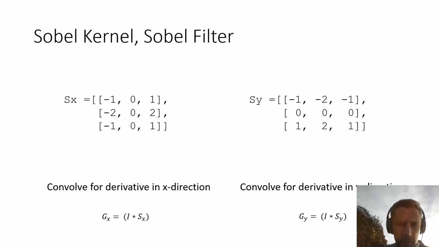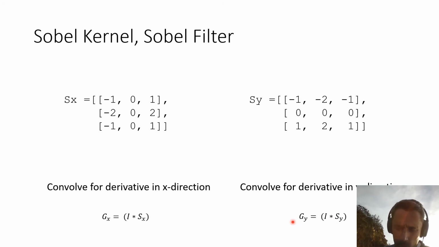It comes in 2 versions, one for taking the image derivative in the x direction. That's why we call it SX. And one for taking the image derivative in the vertical direction, SY. And so what we'll do is we convolve the image with SX to obtain a matrix called GX. And we do the same with SY, and we'll obtain a matrix called GY.